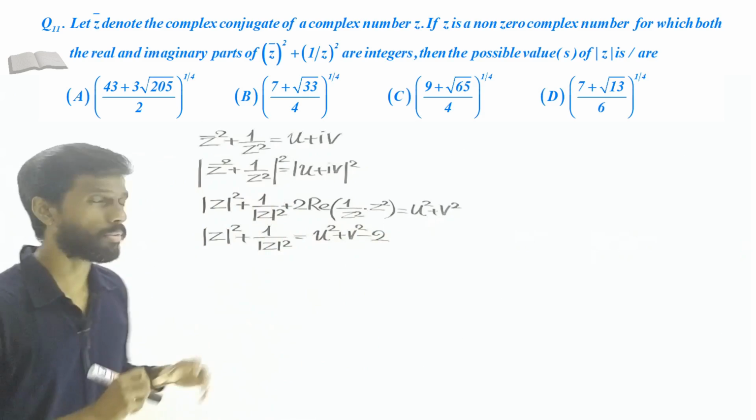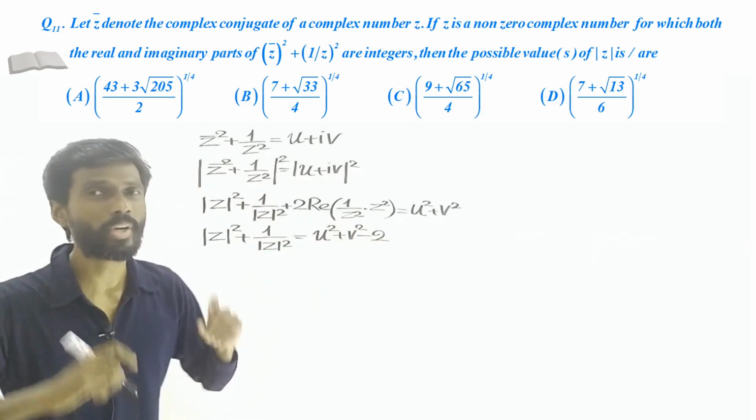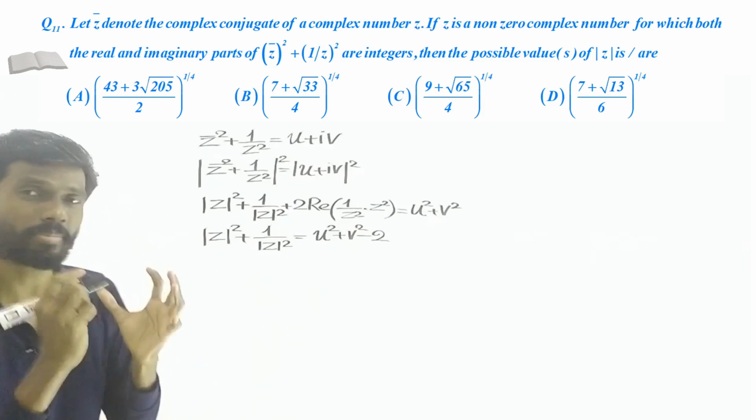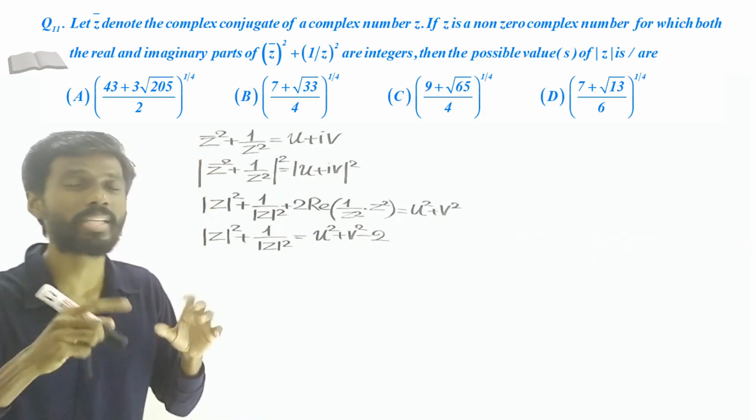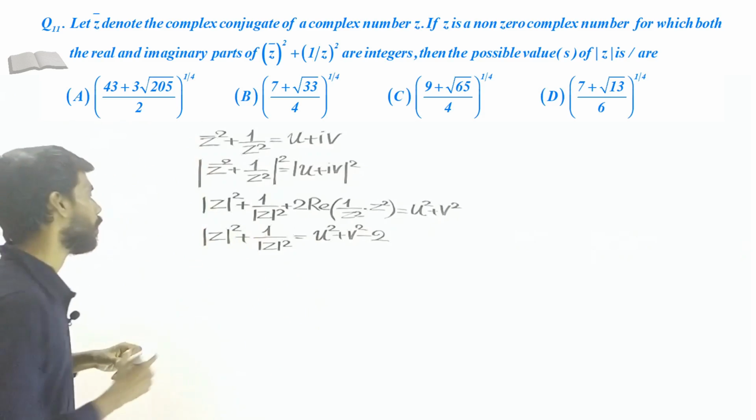Now what do you do, we have to square it again. Why do you want to square this? Because we want modulus of z to the power 4. See, if you look at all the options, they contain something to the power 1 by 4, that means modulus of z to the power 4 is what we need to find, then only power 1 by 4 will come, so we want power 4, so let us square this.